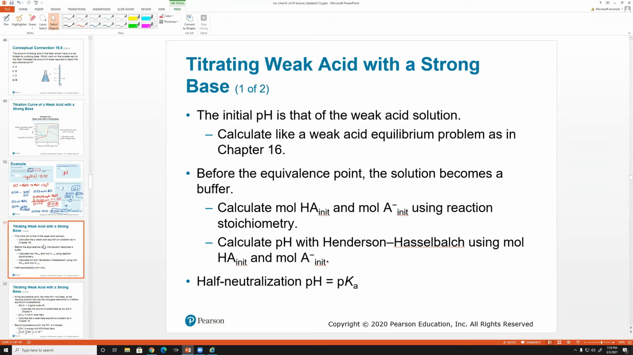So first, you're titrating a weak acid with a strong base. Picture that the strong base is in the burette. You're slowly adding it to the weak acid. Initially, the pH of the weak acid is the pH of the weak acid, just like we did for weak acid equilibrium in chapter 16 or 17. So you do the ICE chart and you find the answer for the pH of the solution, just for the acid. Done. Before the equivalence point, the solution's a buffer. You can use the Henderson-Hasselbalch equation.